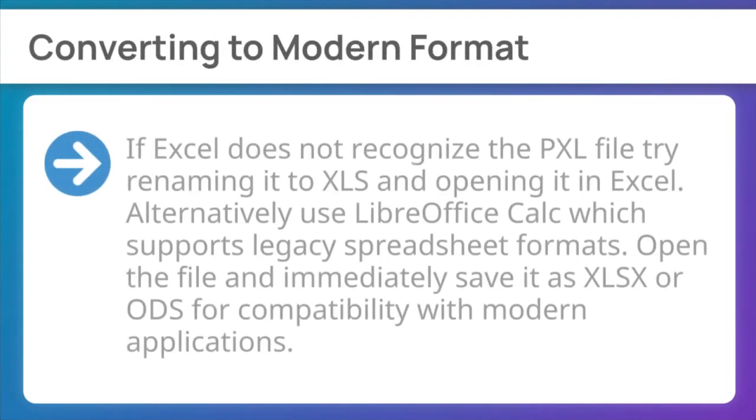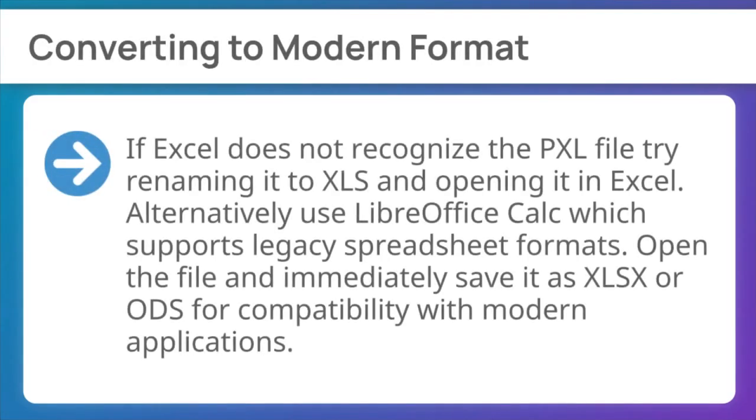Next, converting to modern format. If Excel does not recognize the PXL file, try renaming it to XLS and opening it in Excel. Alternatively, use LibreOffice Calc, which supports legacy spreadsheet formats. Open the file and immediately save it as XLSX or ODS for compatibility with modern applications.